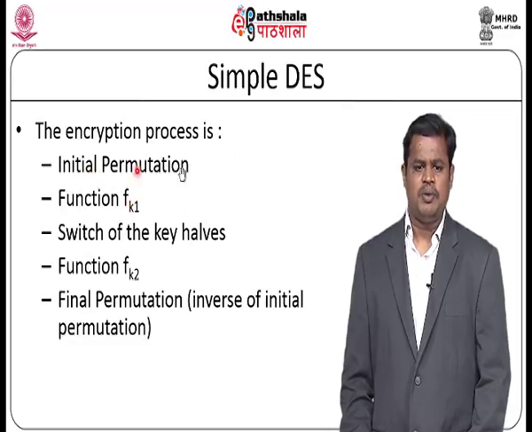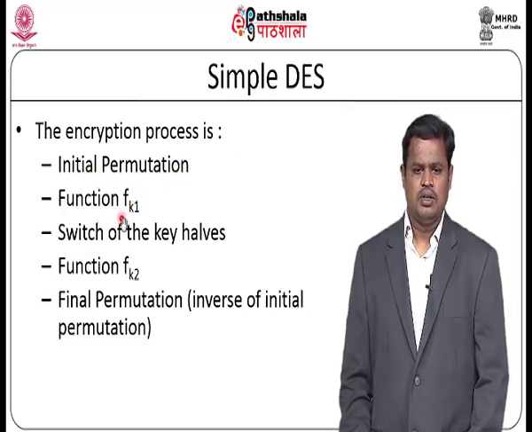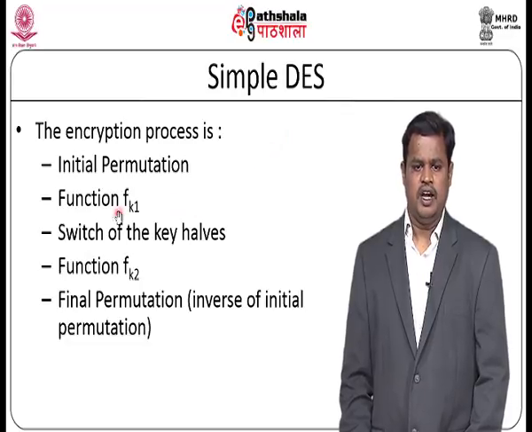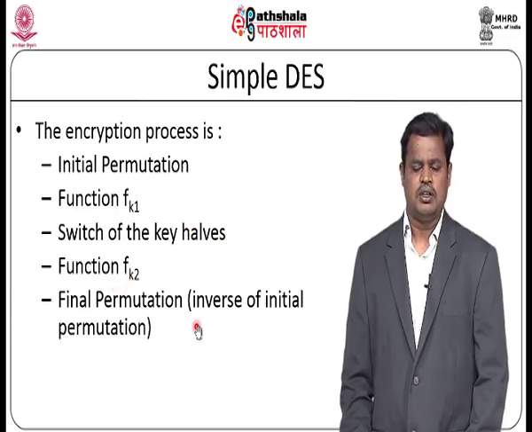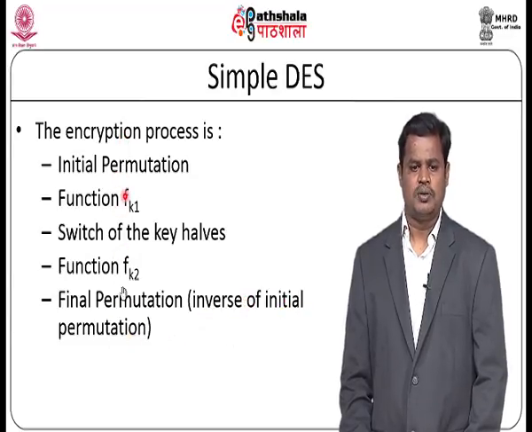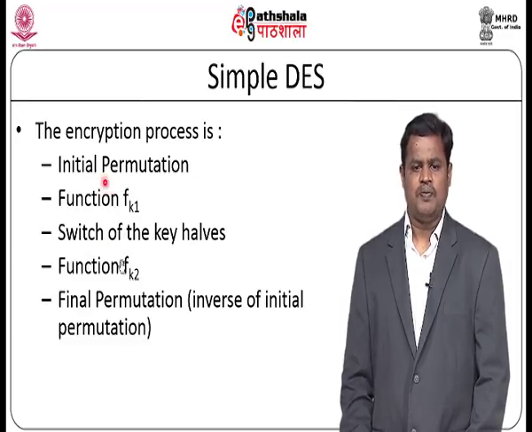So, we have the initial permutation function, because in the actual DES algorithm there are 16 rounds. Here we are going to take only 2 rounds: the function f suffix k1 and f suffix k2, the switch of key halves, and then the final permutation, that is the inverse of your initial permutation. This is our encryption process. We have an initial permutation and a final permutation.